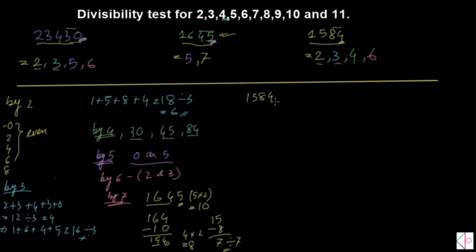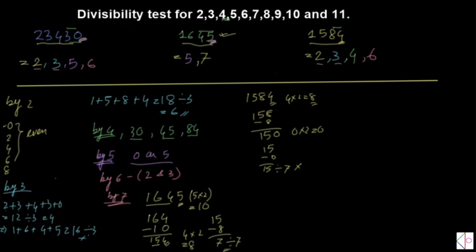Okay, so the third one is 1584. Take the last digit 4 and double it, that means 8. The rest of the number is 158, minus 8. How much? 150. So again, the last digit is 0, twice 0 is 0. If we subtract 0 from 15, it becomes 15 again, which is not divisible by 7. So here we can't put 7.